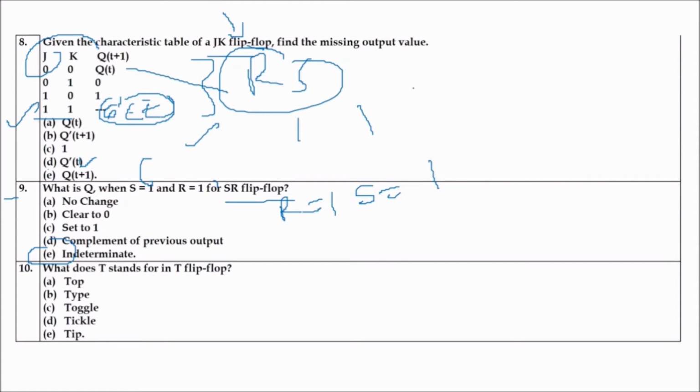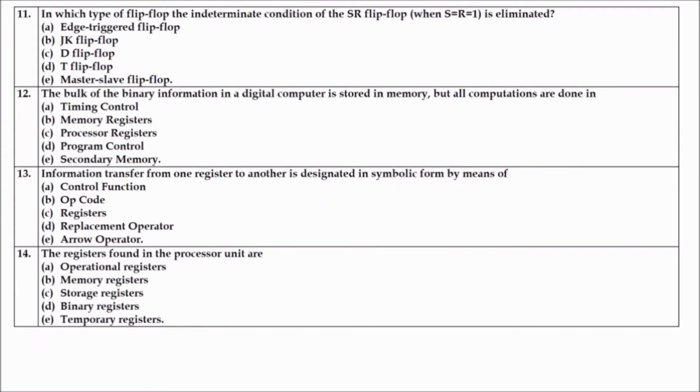The next is, what does T stand for in the T flip-flop? Is it for toggle or any other thing? The answer is C, toggle flip-flop, as it changes its output on each clock edge. Now the next is, in which type of flip-flop is the indeterminate condition of SR flip-flop eliminated? We have just answered this in the earlier two questions. The answer is B, that is JK flip-flop. The indeterminate condition of S equal to 1, R equal to 1 is eliminated in JK flip-flop.